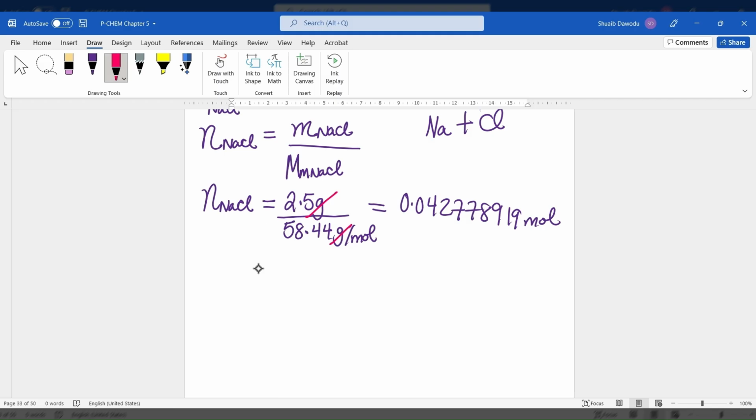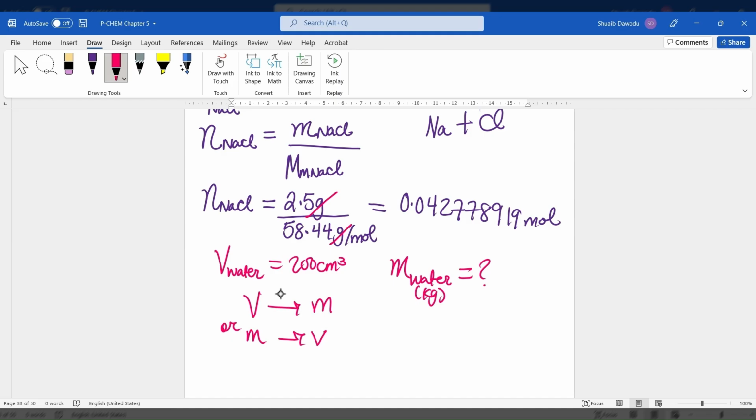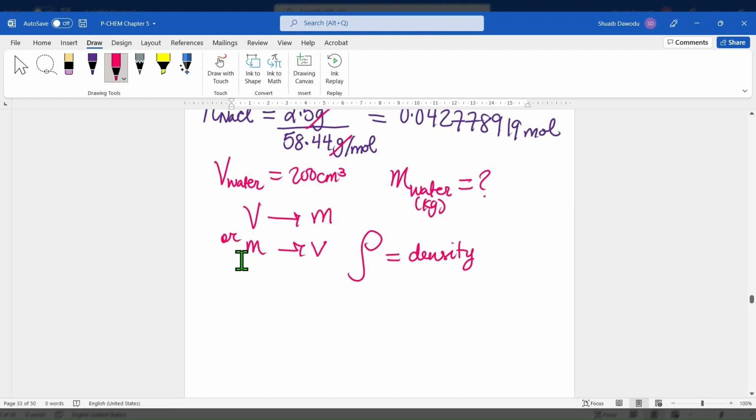So let me use a different color. We are given the volume of water to be 200 centimeter cubed, but we're told to determine the mass of water in kilograms, which we're not given. Now, again, if you remember from your Gen Chem, anytime you're given volume and you're supposed to get to mass, or you have mass and you're supposed to get the volume, you can determine one or the other using something called density. So, in this case, in order for us to go from volume of water to mass of water, we're going to have to utilize the parameter density.